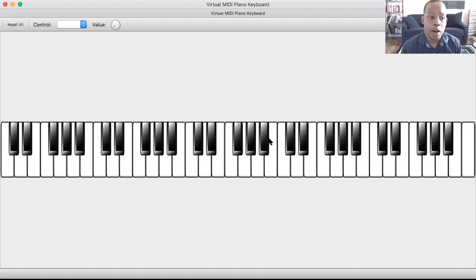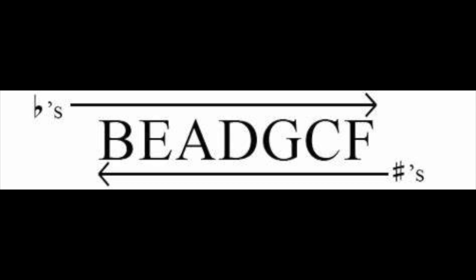So if we go through all of our scales, we can see that the order of flats is B, E, A, D, G, C, F. Or the way I like to remember it is BEAD, G, C, F. For instance, the F scale has one flat, which is B flat. The B flat scale has two flats, which is B flat and E flat, and so on.